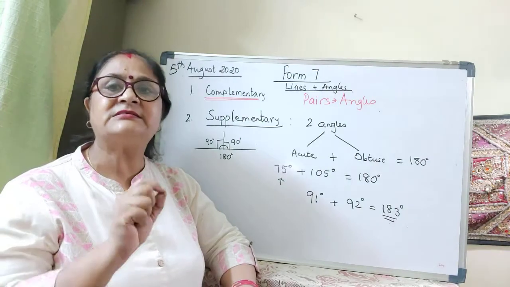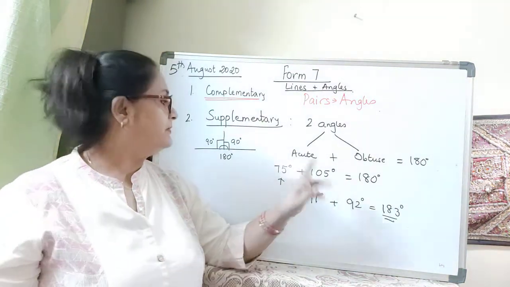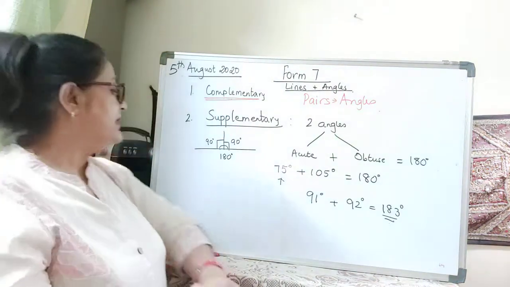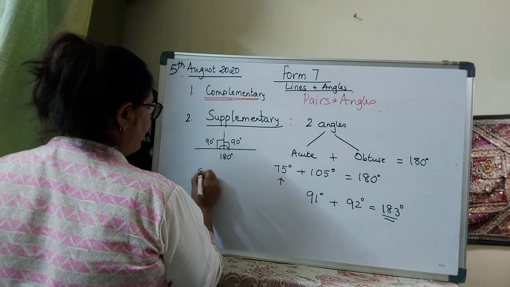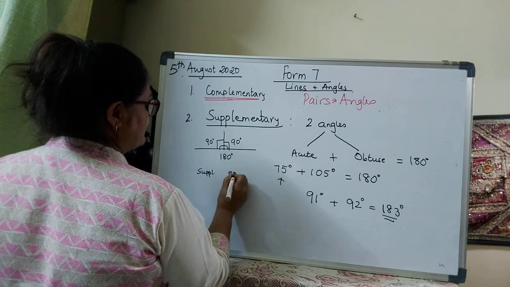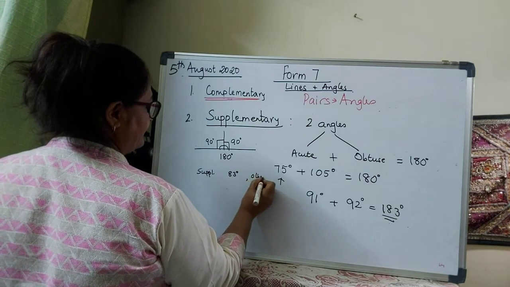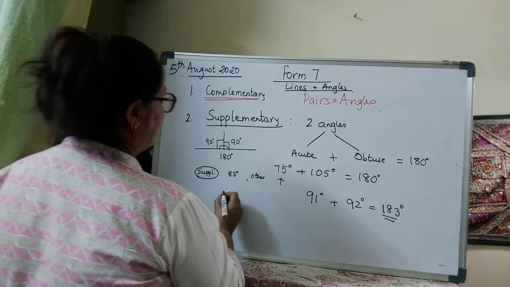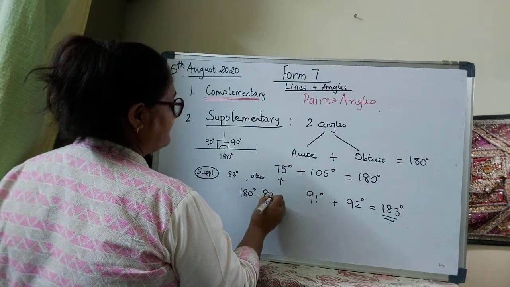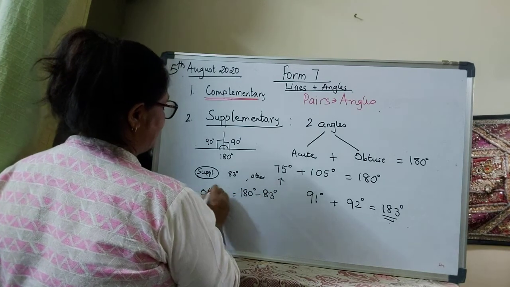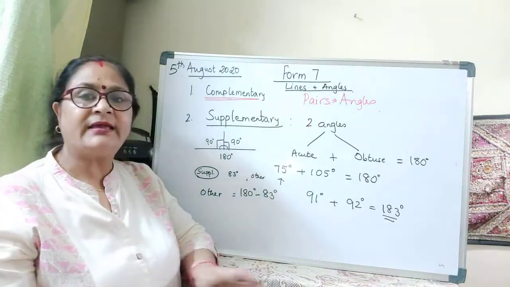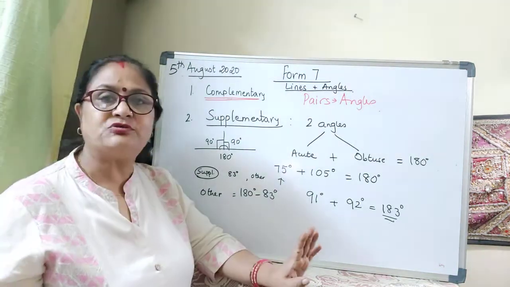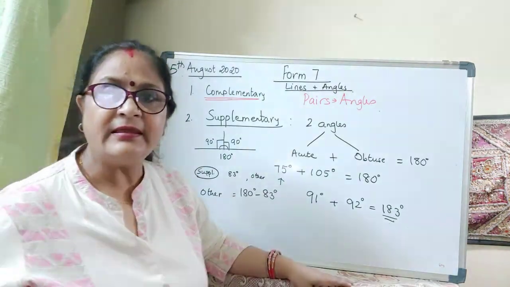Each of them is known as the supplement of the other angle. But remember, when you add the two, it must be equal to 180. If the supplement of one is given, supposing the supplement of one angle is 83 degrees, then what will be the other angle? Supplementary means the sum must be 180. So the other angle will be 180 minus the given measurement. Right? So supplementary angles are two angles, one acute and one obtuse, or both right angles, which add up to 180 degrees.